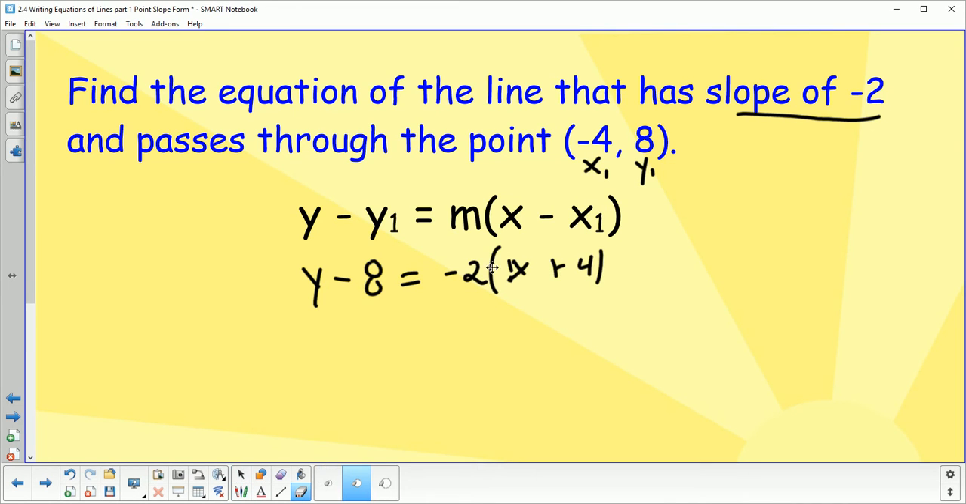Okay, so I'm just going to clean that up a little bit. We'd get x plus 4 in there, okay, opposite. So minus negative becomes plus 4.